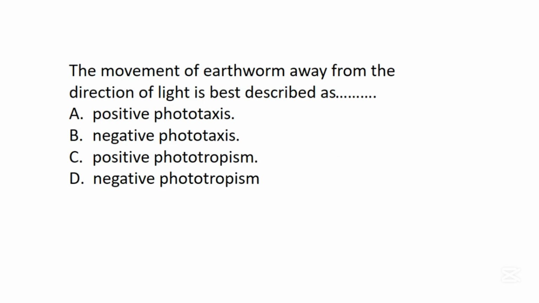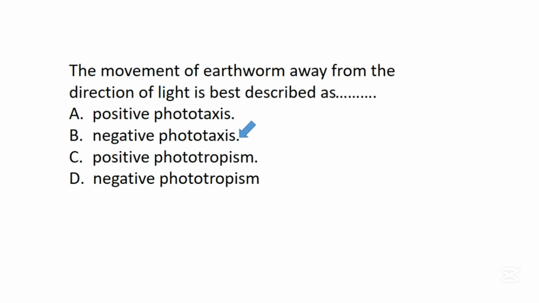The first question we have here says, the movement of earthworm away from the direction of light is best described as dash. A. Positive phototaxis. B. Negative phototaxis. C. Positive phototropism. D. Negative phototropism. In this question, the correct answer is B.